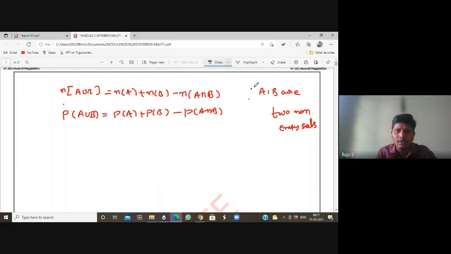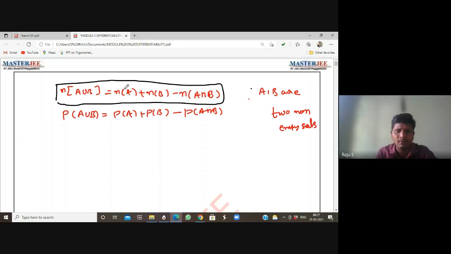We can use this formula especially in daily life problems, real-life problems. For example, in a class, class 11C, there are 26 students in total. In that, 12 students are studying mathematics and 15 students are studying physics, and 10 students are studying both.